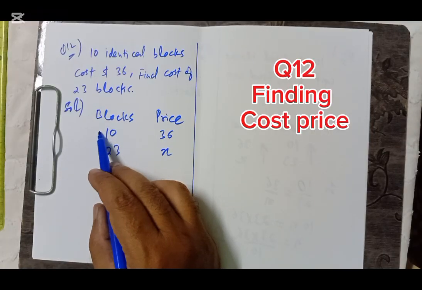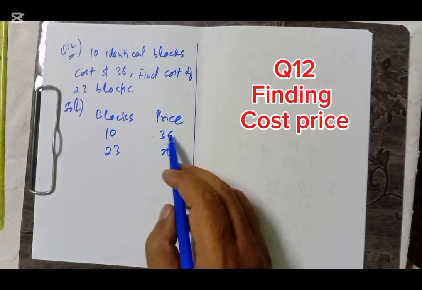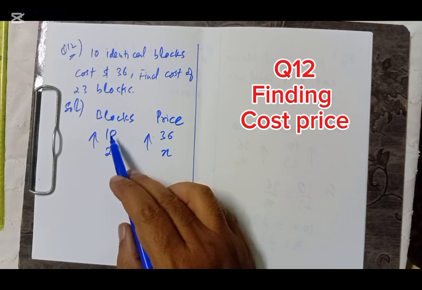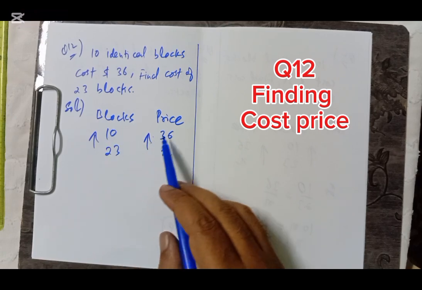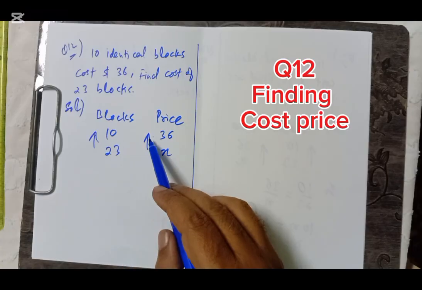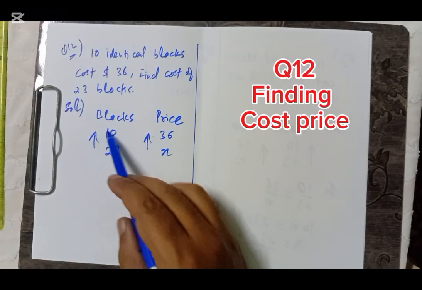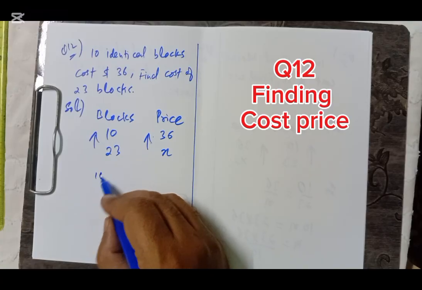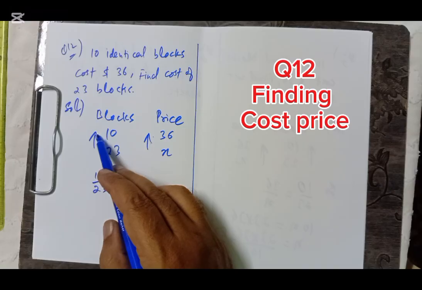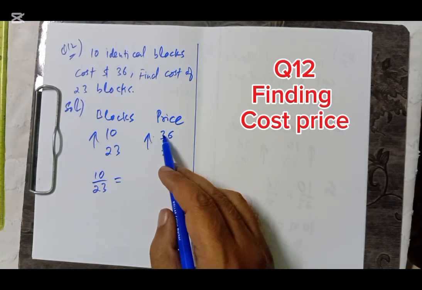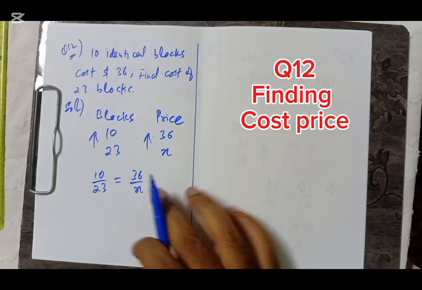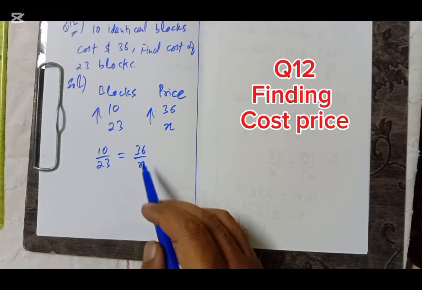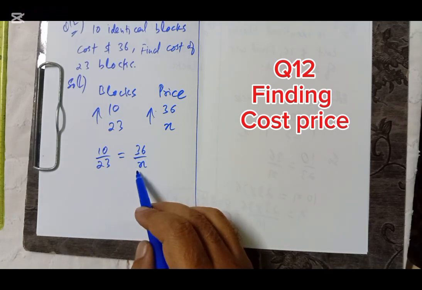Now there is a direct proportion, and if we increase the number of blocks, the price will increase. So if I put two arrows, their direction should be the same. But if the increase in one value causes a decrease in the other value, then the direction of these two arrows should be opposite to each other. Now with the help of these arrows, we can make the fraction. Here I write 10 by 23, that is arrowhead divided by tail, and here also the arrowhead, which is 36, divided by tail. This will make the equation, and with the help of this equation the value of x can be easily found.